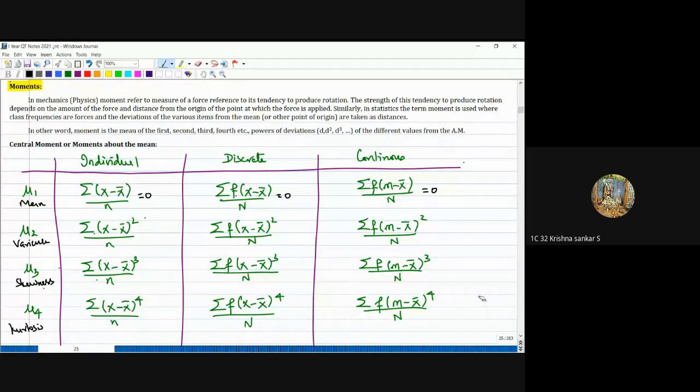Distance from the fixed point x bar to the moving point, the observation x. What is the fluctuation? If I go for first time, 2 times, 3 times, 4 times, in such a way, we say it is a moment. That is, deviation is always taken from x bar.